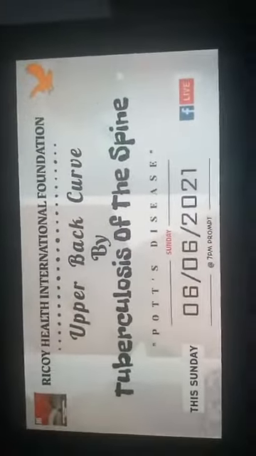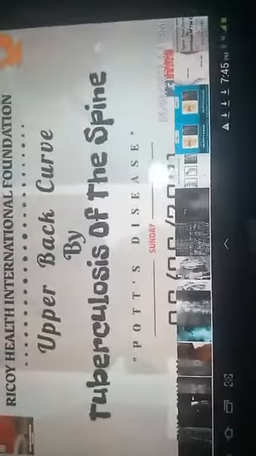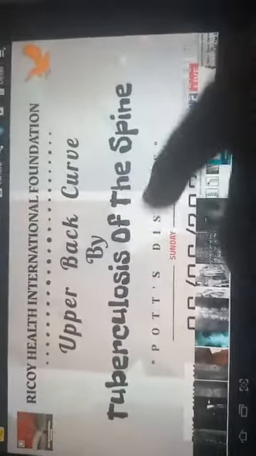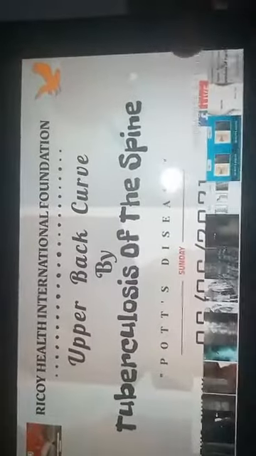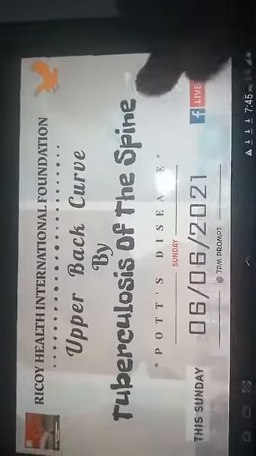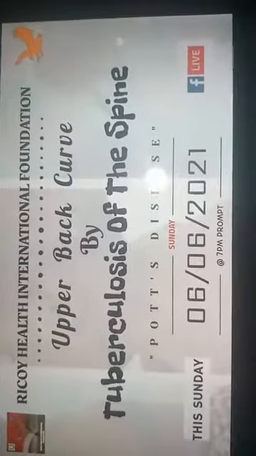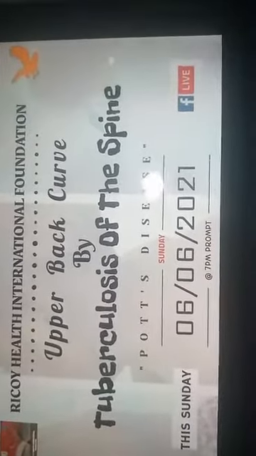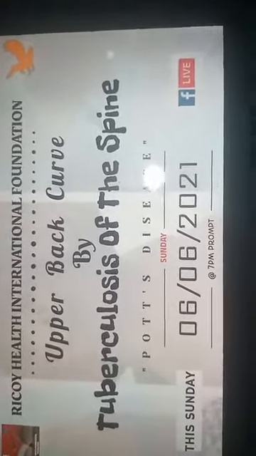Okay, so we're talking about tuberculosis spondylitis, and we're about coming to an end to our presentation. So we're looking at some pictures that will give us a very brief understanding of this condition.